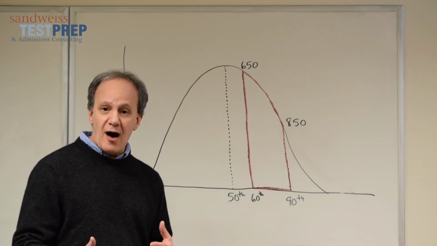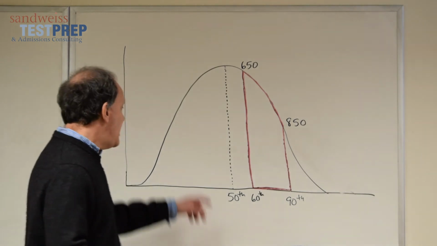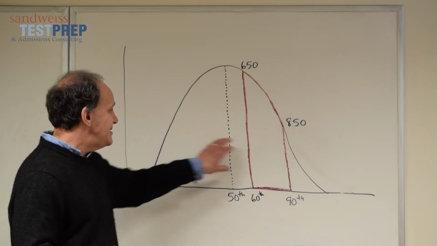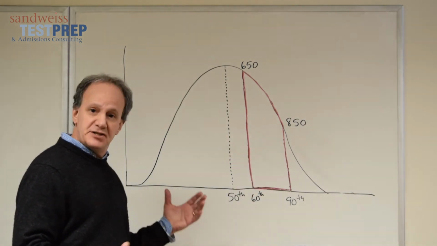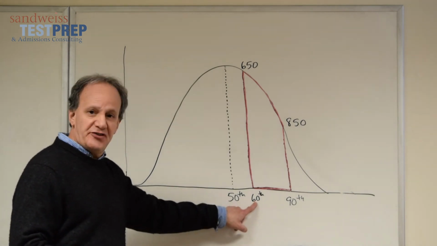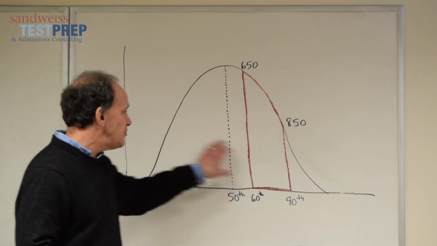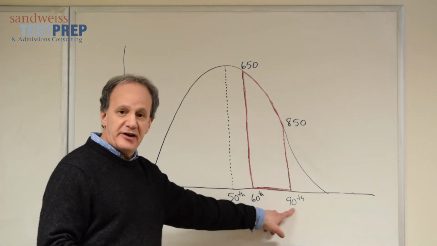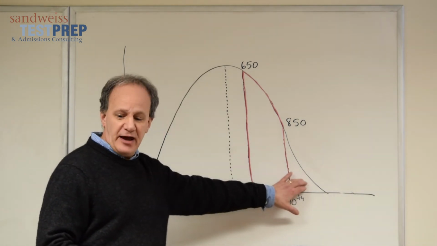To understand why, it helps to look at the area underneath the curve. At the 50th percentile, the area below the curve is divided into two equal halves. Similarly, at the 60th percentile, 60% of the area would be to the left and 40% would be to the right. Or at the 90th percentile, 90% of the area would be to the left and 10% would be to the right.